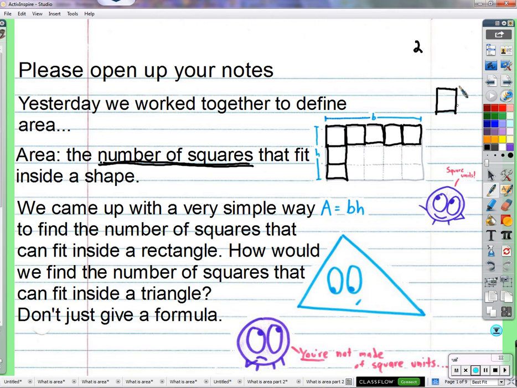This side, how long is this side? Say we don't know. Nobody said. But it measures something, right? Let's say it's a mile. It's 1 mile. Could it be 2 miles? Sure, why not?